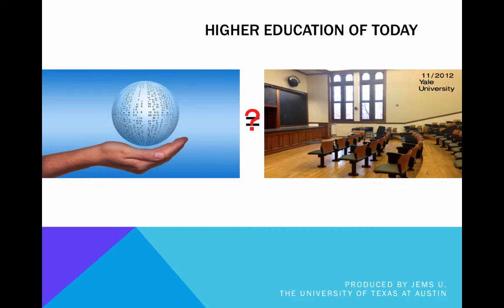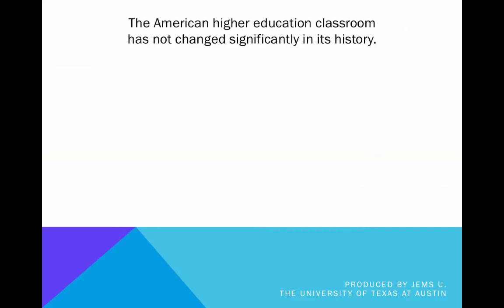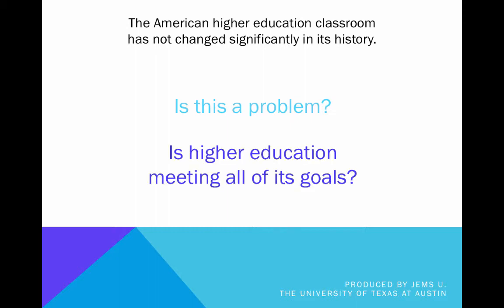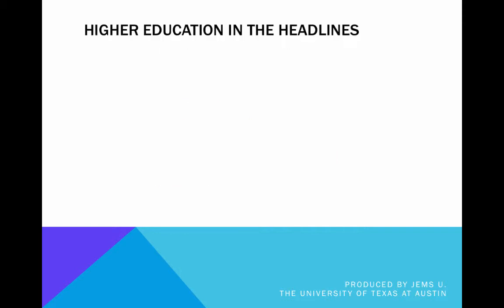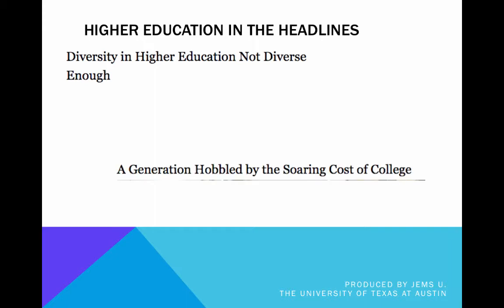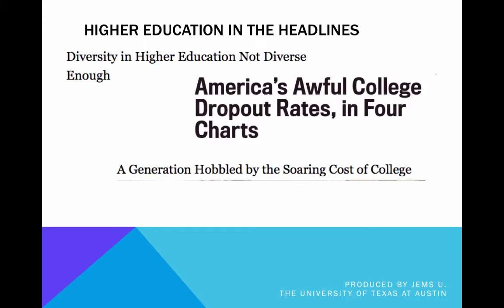Let's look at this from another perspective. We know that American higher education classrooms have not changed significantly in their history, but is this a problem? Well, is higher education meeting all of its goals? Here are a few recent headlines about higher education. Diversity in higher education not diverse enough. A generation hobbled by the soaring cost of college. America's awful college dropout rates in 4 charts.